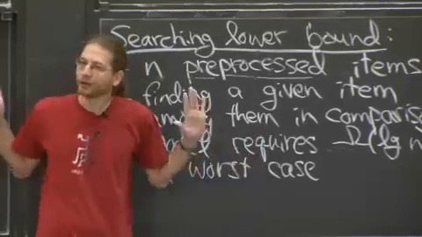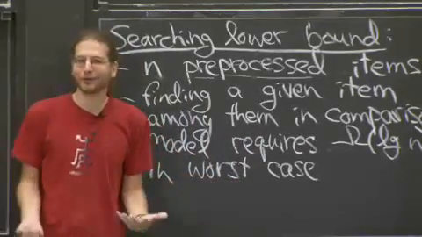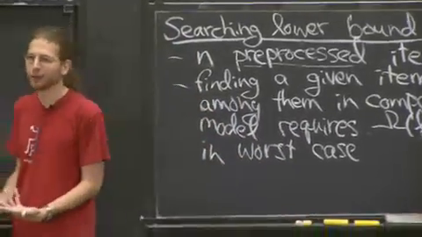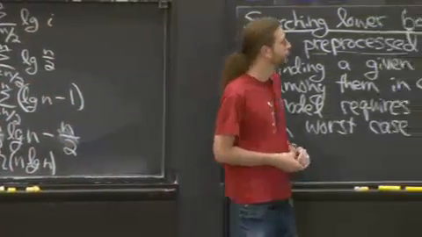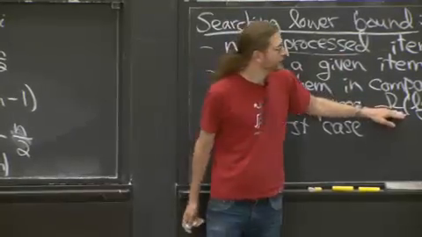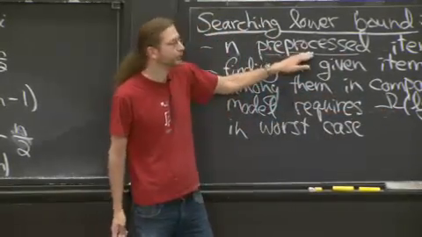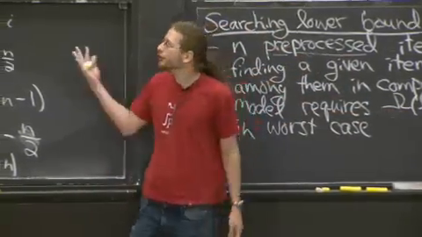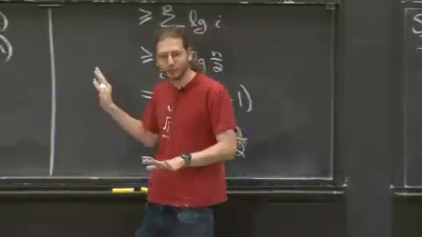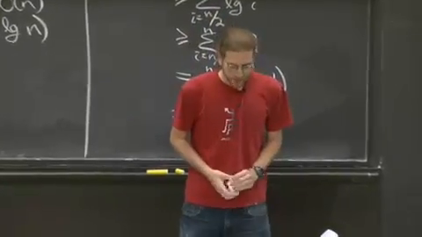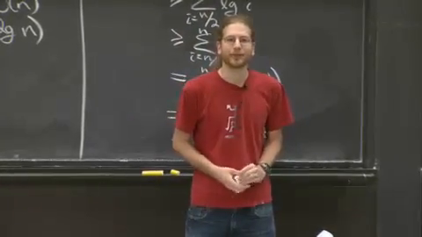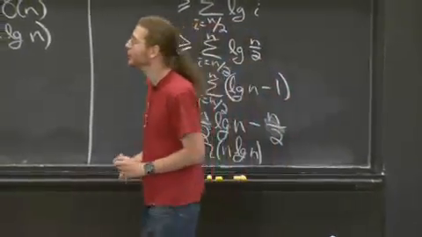So this technique, while cool and simple, does not always give you the right answer. It just gives you a lower bound. It may not be the right lower bound. It may not be tight. So searching always requires log n time. And what's interesting is it requires it even when you preprocess the items. Sorting, if you haven't preprocessed the items, takes n log n. Clear? Good.